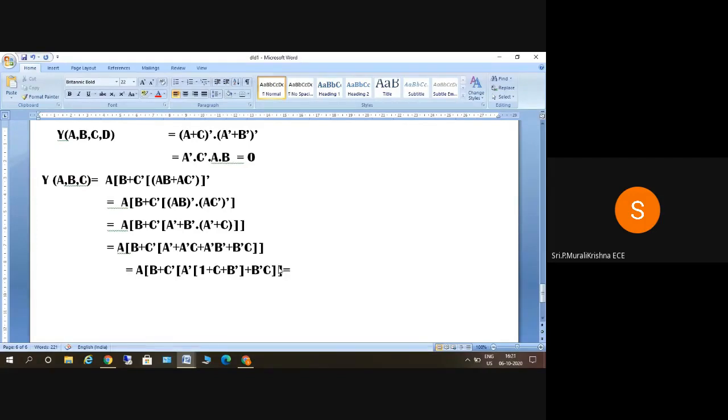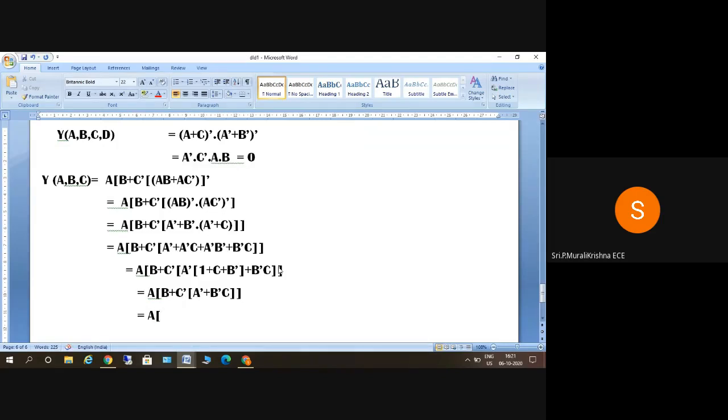Okay, and what we get here? So 1 plus anything is 1, so that is equal to, so 1 plus anything is 1 here, so I'll get A bar there plus B bar C. Okay, so A bar plus B bar C. Okay, that is equal to, we go for further simplification.